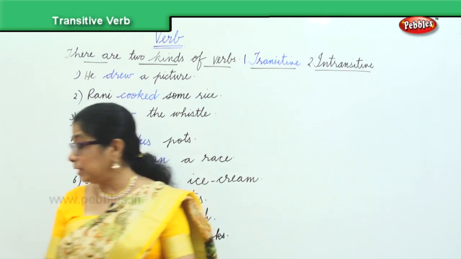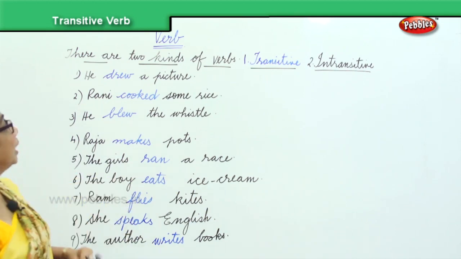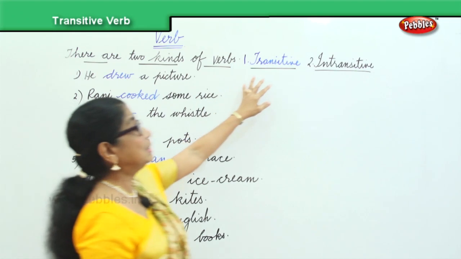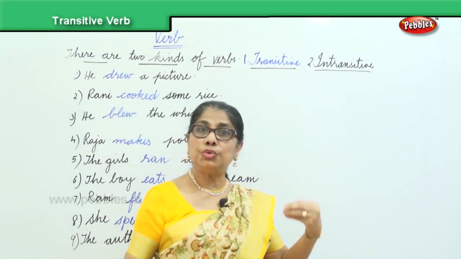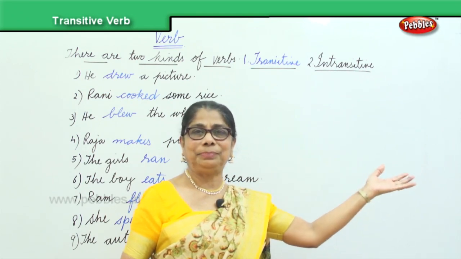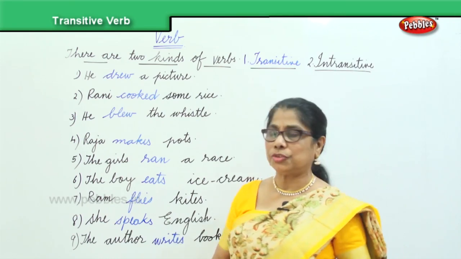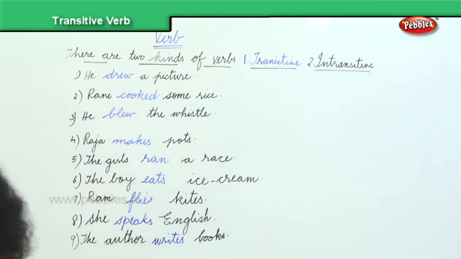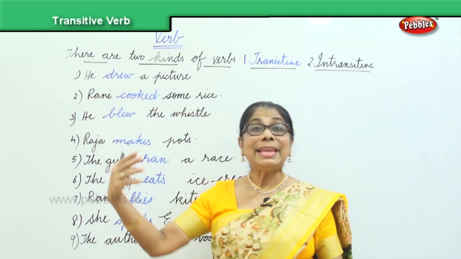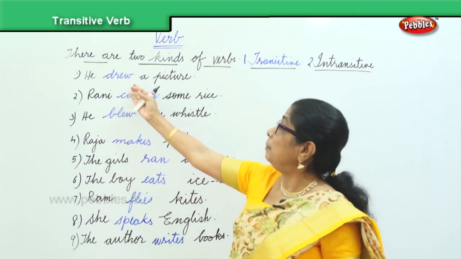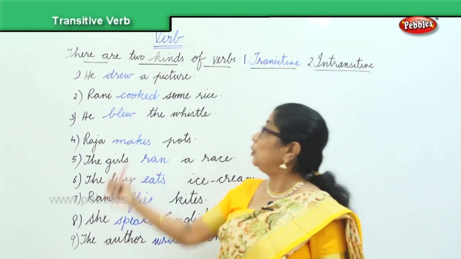Now, look at all these sentences we have here. We are talking about the transitive verb. A transitive verb needs an object to complete the sentence. Okay? And that's what we have done here. Now, he drew a picture. A transitive verb needs an object. Now, the subject is he. The verb is drew, but it is incomplete. He drew what? He drew a picture.